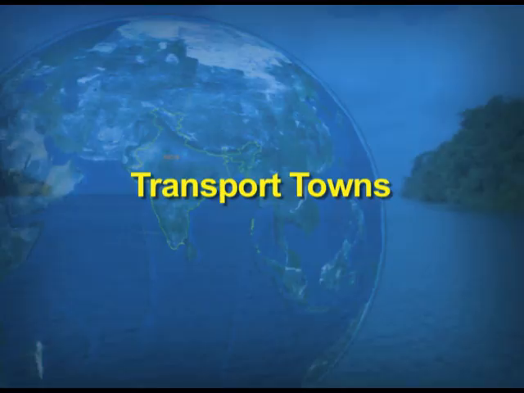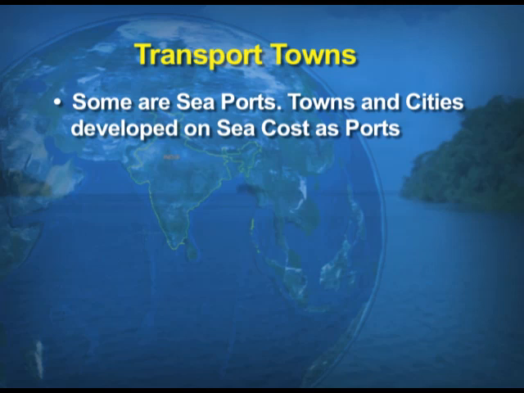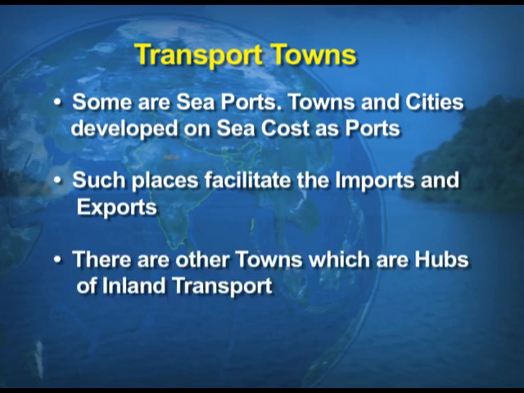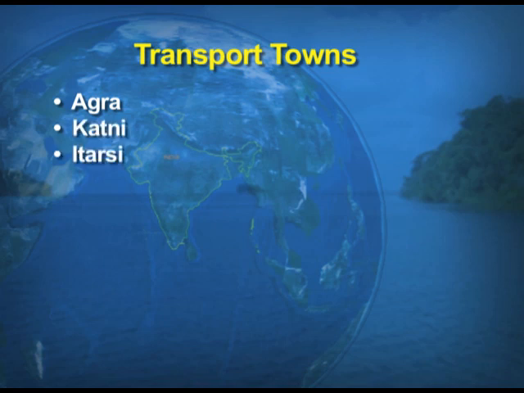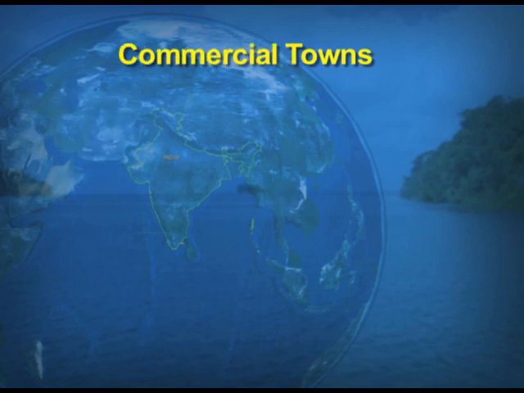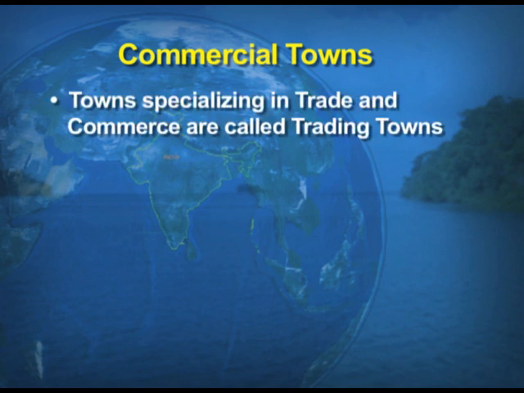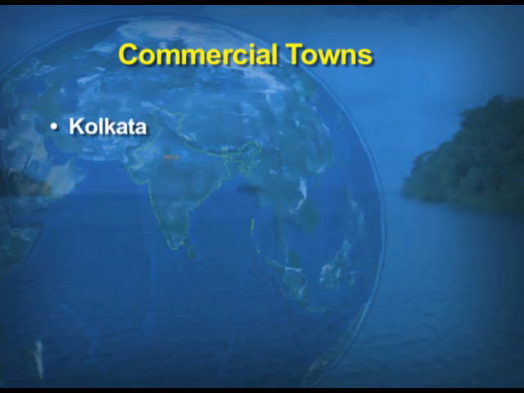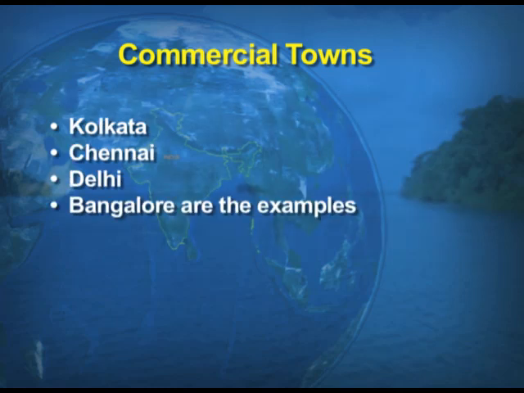Transport towns, some are the seaports which are known as transport towns, because such places facilitate imports and exports. And there are other towns which are the hubs of inland transportation, for example, Agra, Katni, Itarsi, etc. Commercial towns, the towns specializing in trade and commerce, are known as trading towns, and some towns are generally engaged in agricultural products. Kolkata, Chennai, Delhi are such examples.